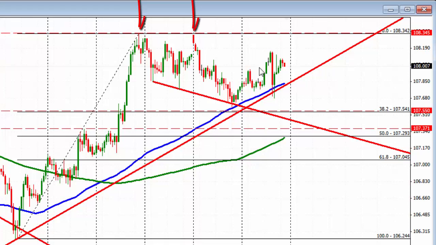We have a double top at the highs. We have this area right here that's going to be support. This is resistance, this is support, either here or we're going there, dependent upon what happens at the FOMC tomorrow afternoon.